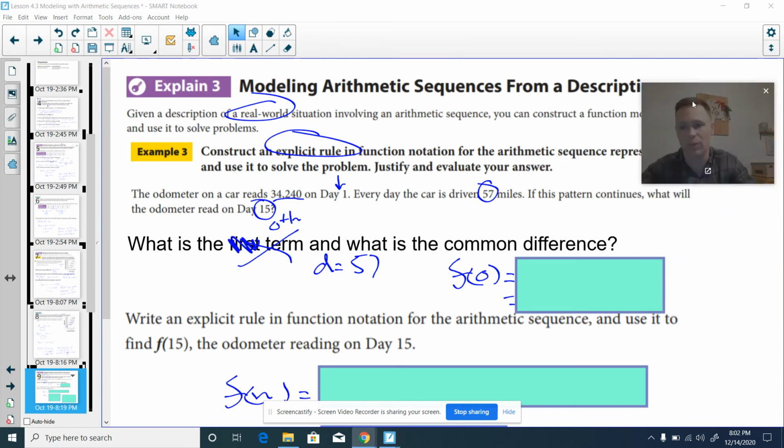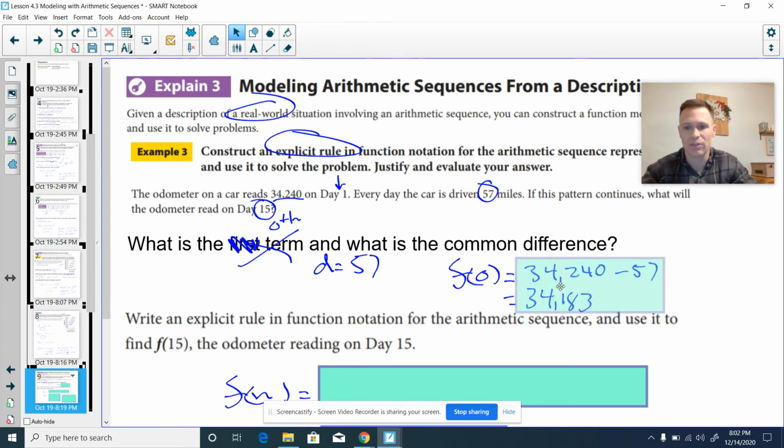We didn't have to figure anything out there. But I have to use it to find my f of 0, my 0th term. So 34,240 minus 57 is going to be 34,183. So that is my f of 0.